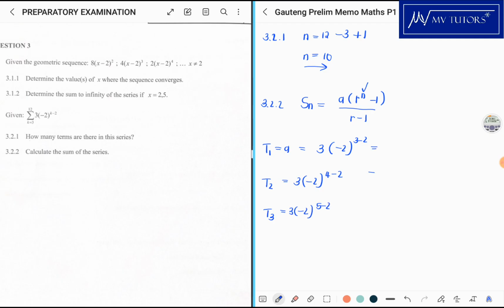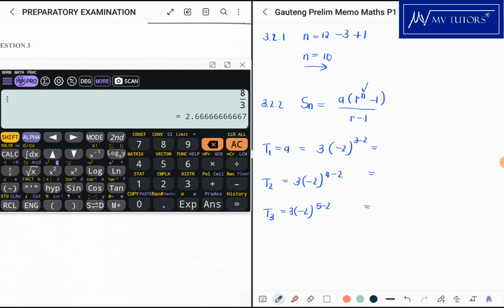So let's just get all of these. You just need 3 terms, and then you're good to go. So 3 times negative 2 to the power 1. I'm just going to put it like that. 3 minus 2. So we get negative 6 as our first term. So now we have a. And then let's get the second term, 4, which is 12. And then just to be certain, let's get the third term, so 5, so that's negative 24.